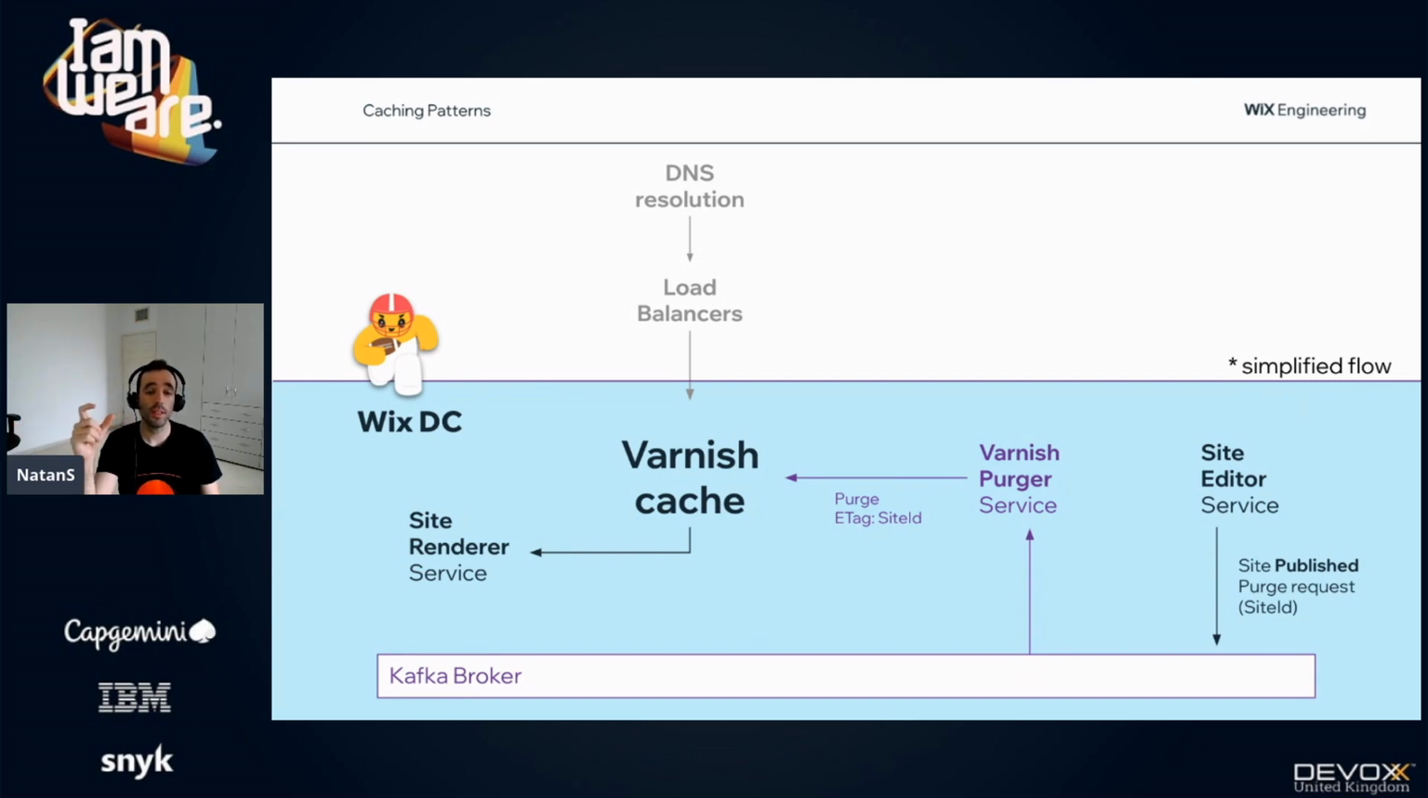And the way it works is that each HTTP request incoming to render already has an E tag with the site ID. So it can be perfectly matched to the purge request. And now that we purge the site ID, Varnish cache will not have this cached HTTP response. And the next time there will be a request for the site, it will go all the way through to the site rendering service, and the new version of the site will be cached, which is exactly what we wanted.